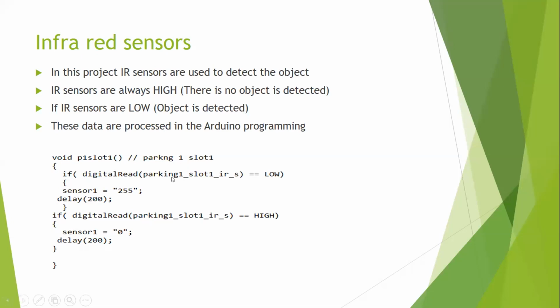So we define P1 for parking slot one. It's a digital read function. It reads the digital pin output of the parking slot one IR sensor. This is the code standard we follow for our own process.